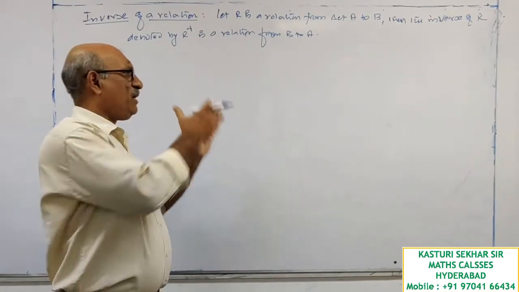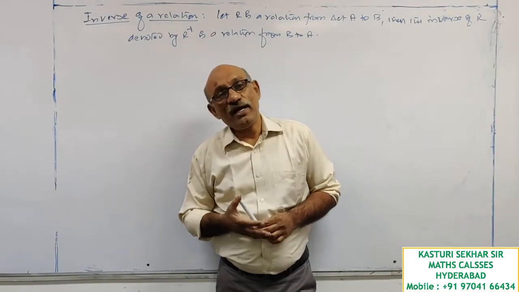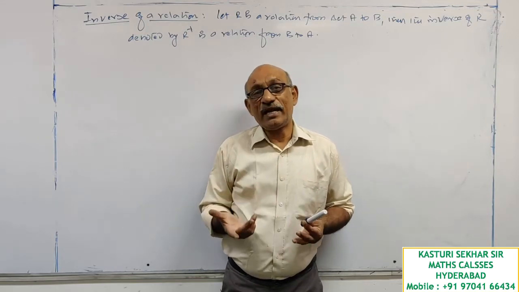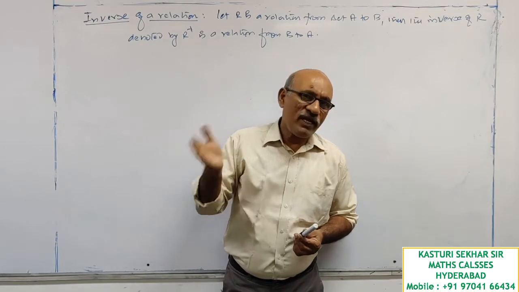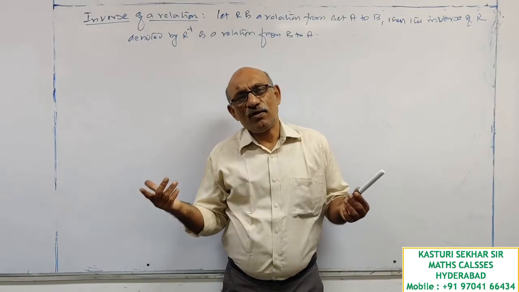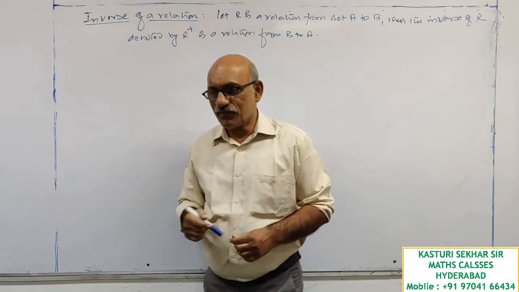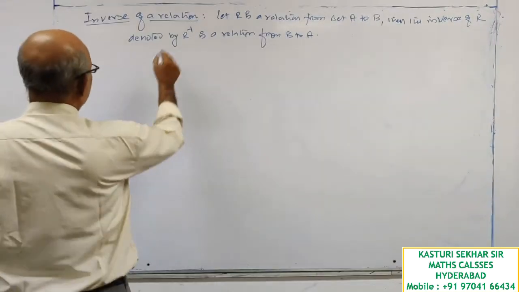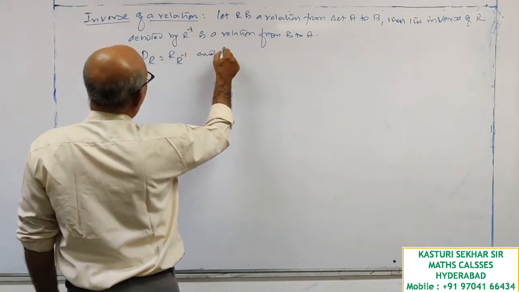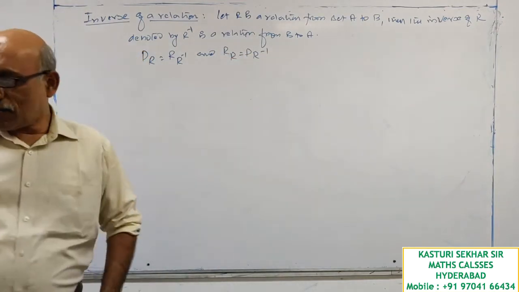R is a relation from set A to set B, so in that relation all the first coordinates are from set A and all the second coordinates are from set B. When you are defining inverse relation, you have to see from B to A. So all the first coordinates are from set B and all the second coordinates are from set A. And domain of R is equal to range of R inverse, and range of R is equal to domain of R inverse.